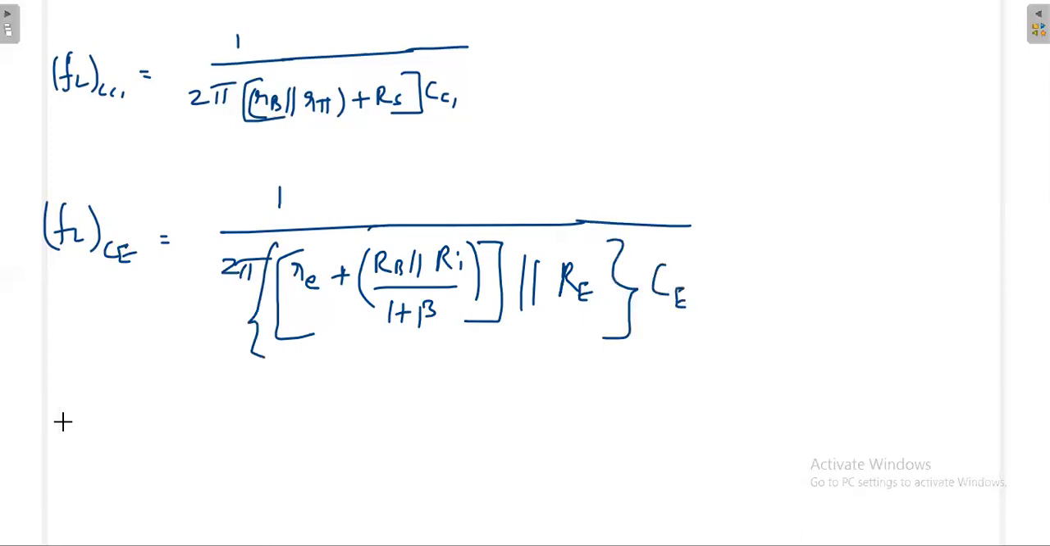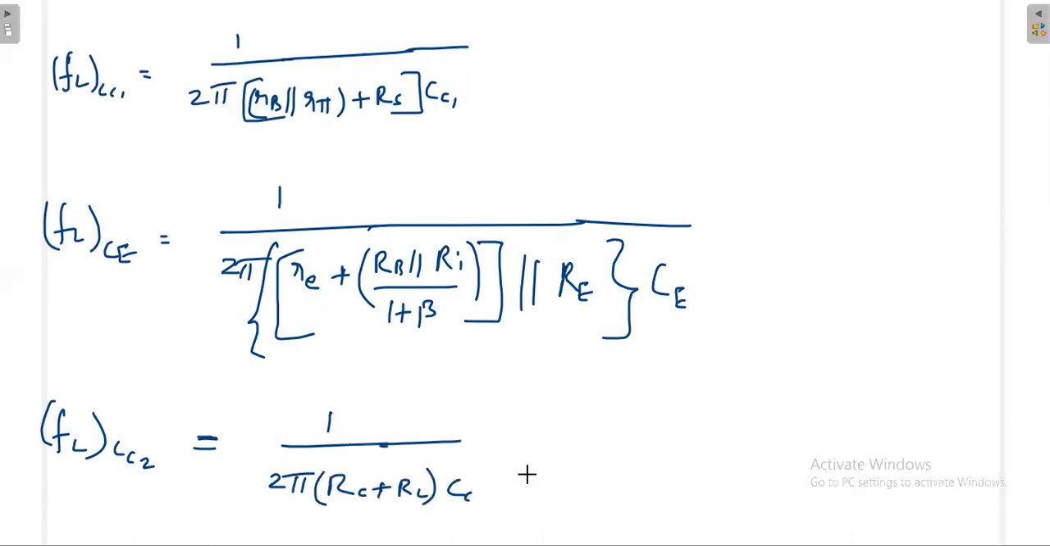Then what is the cutoff frequency due to the output coupling capacitor? For output coupling capacitor CC2, just now we have seen, that is simply 1 by 2 pi (RC plus RL) into CC2. Now among these three cutoff frequencies, which is lower, which is higher, which one is medium? See, for the capacitors CC1, CE, CC2 that we are connecting, the resistance is also coming into the picture.